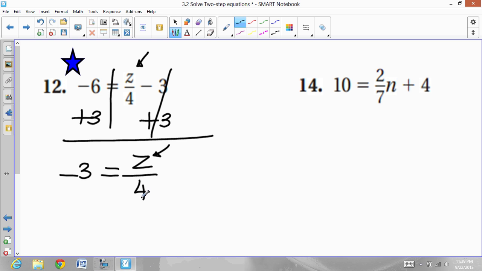The opposite of dividing by 4 will be to multiply by 4 on this side and on this side. I'm going to put a dot to imply I'm multiplying. 4 times negative 3 gives you negative 12. And 4 on the top, 4 on the bottom. 4 divided by 4 gives you a 1. Let's cancel out. z is what you are left with, and that is the final answer.